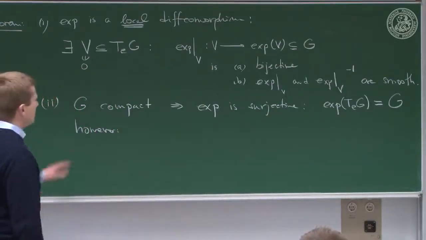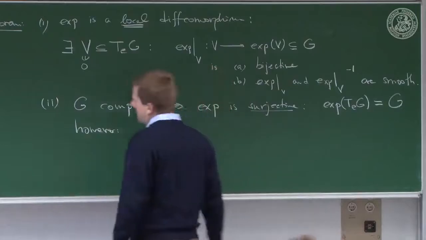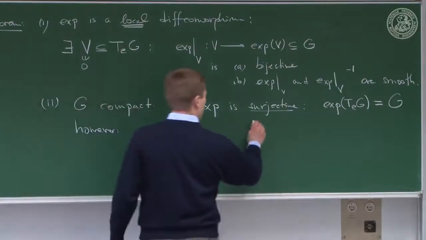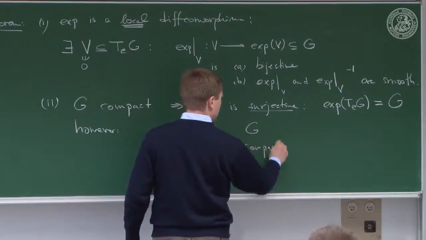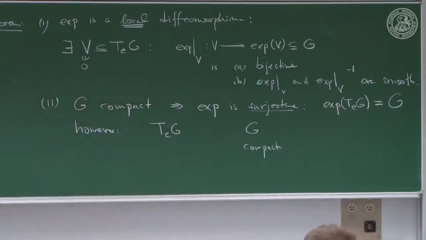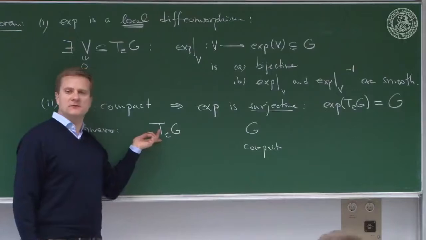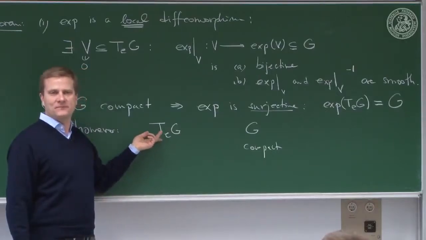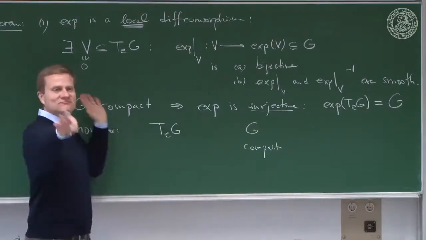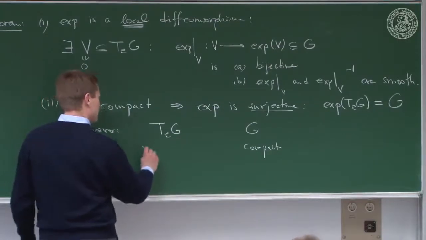However, let's compare. Once one has such a result, that something is surjective, you can start comparing the domain and the target. We know that the domain is compact. Why? Well, that was our assumption here. And we can look at the target. And what do we know about the target? Is the target compact or non-compact? The domain, I'm sorry. It's a vector space. Is it compact or non-compact? Well, it's non-compact.